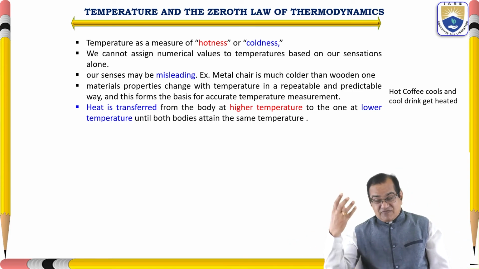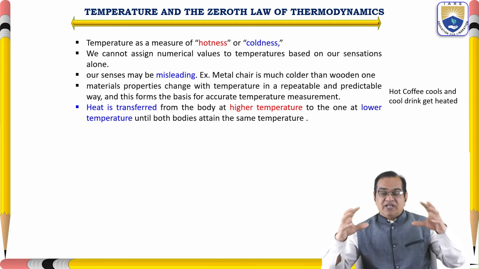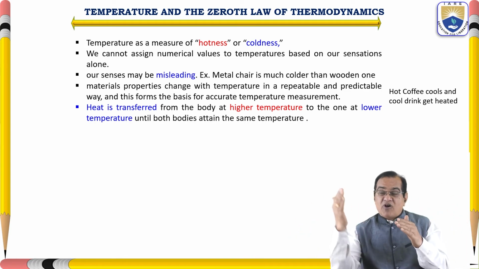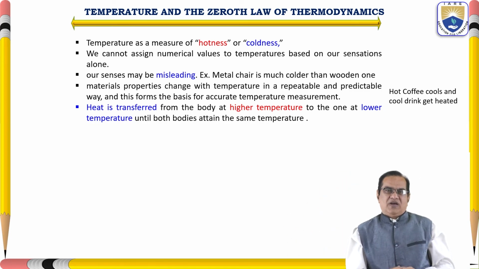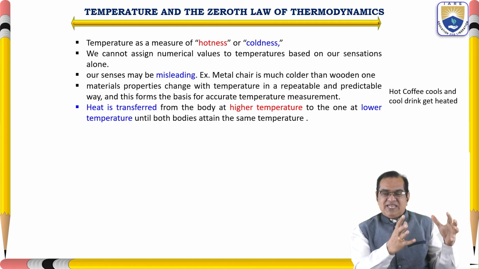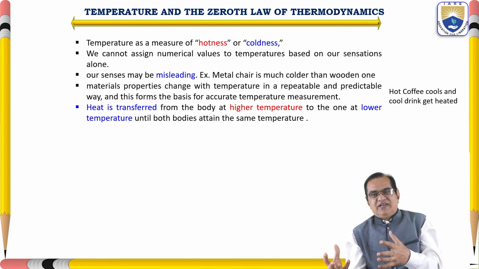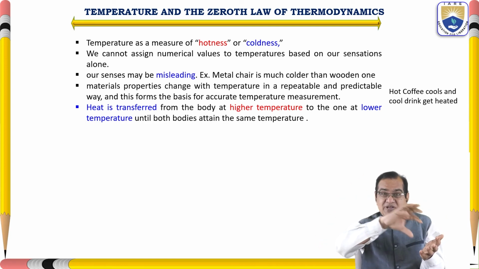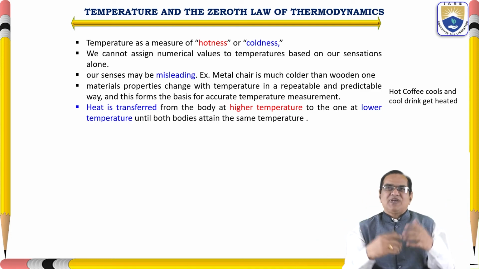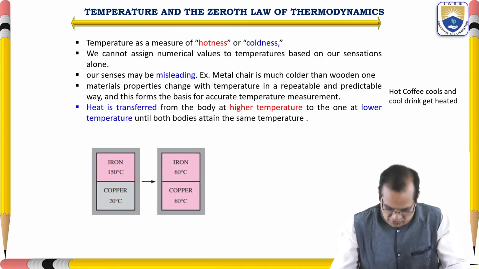If anything is cooler than the surrounding, the heat will go from the surrounding into the cool material, and if any system is hotter than the surrounding, the heat will go from hot to cold. In this way the system will work. So here you can see, I have given one.